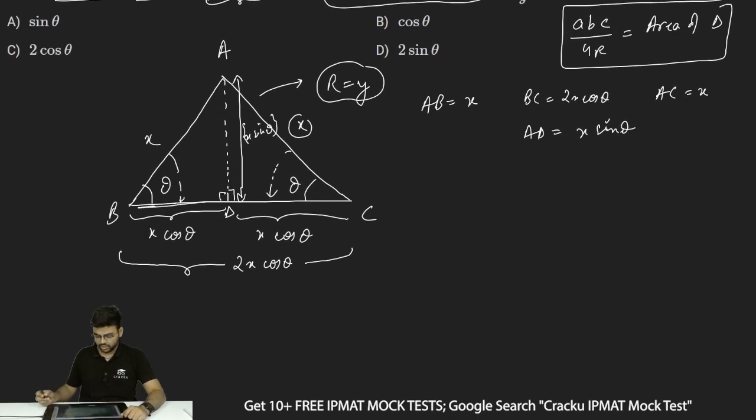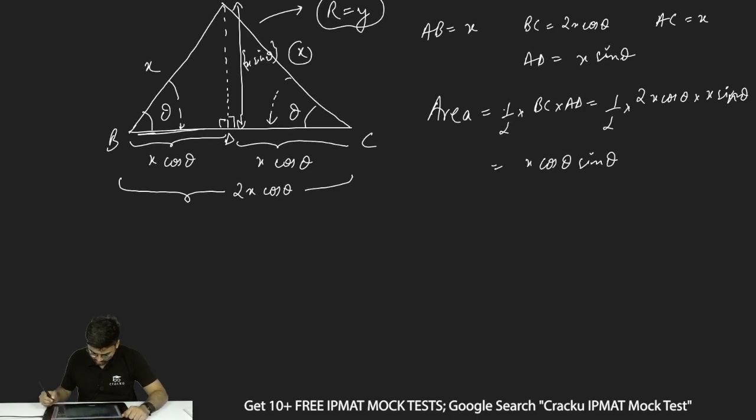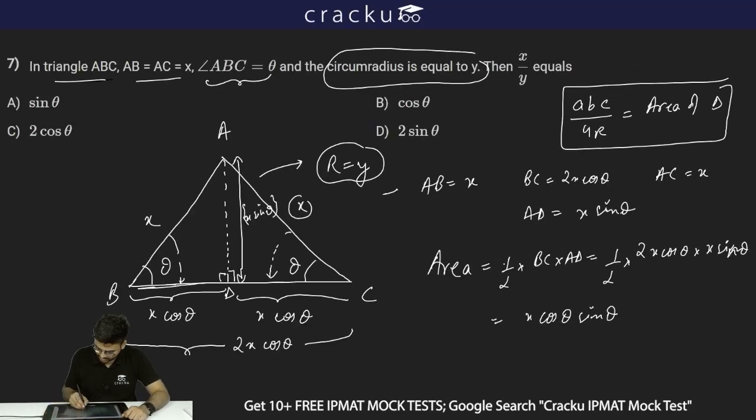Now what will be the area of triangle ABC? Area will be half into BC into AD, or I can write it as half into 2x cos theta, which is BC, into AD, which is x sin theta, or I can write this as x square cos theta sin theta. Area of triangle ABC will be x square cos theta sin theta. Now we'll use this formula. We know all 3 sides of the triangle, AB, BC and CA, and we know the area of the triangle as well.